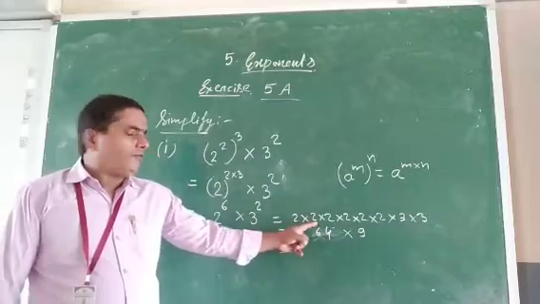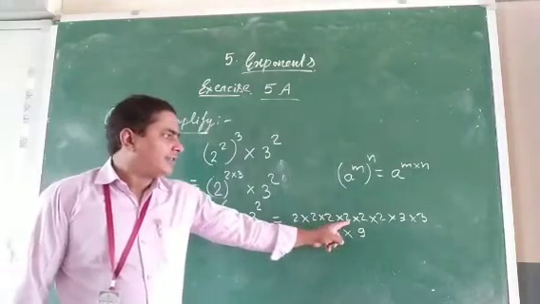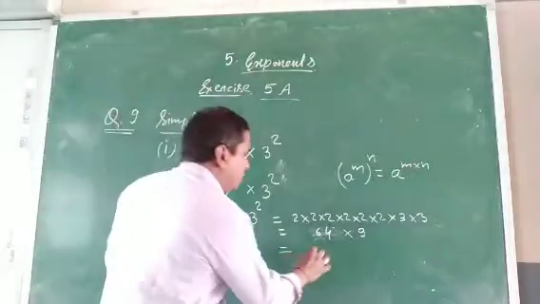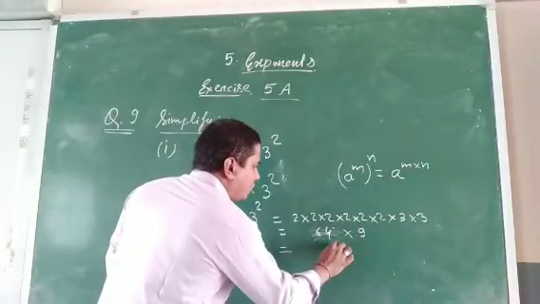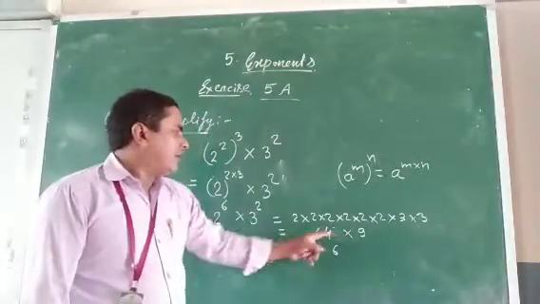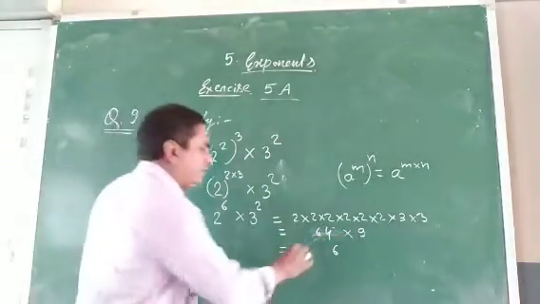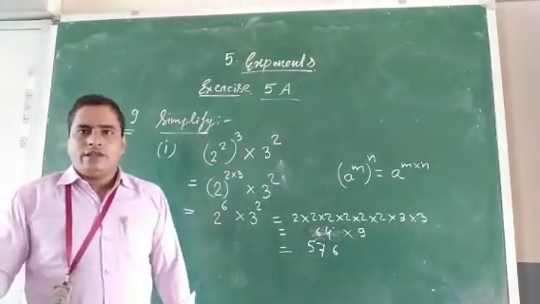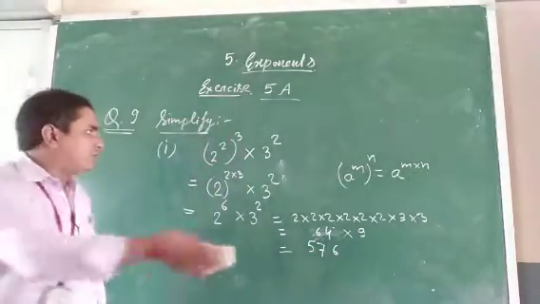Okay. So here 2 twos are 4, 2 fours are 8, 2 eights are 16, 2 sixteens are 32, 2 thirty-twos are 64. Now here multiply: 9 times 4 is 36, 3 carry. Okay, 9 times 6 is 54, plus 3 is 57. Okay, clear? Now we proceed to the next question.